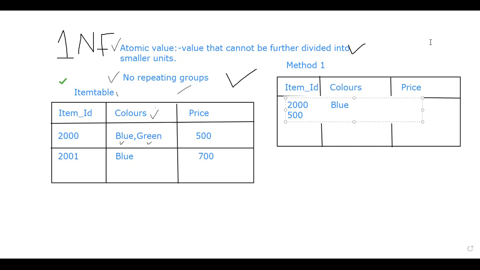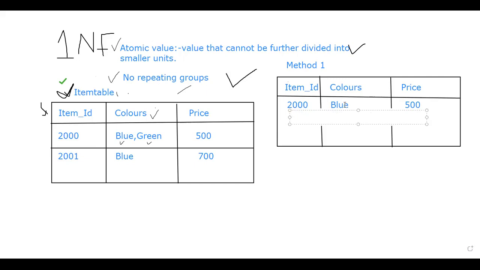Now here the problem was, what was the problem here? If you consider this item table, the primary key was the item ID, right? Which made this table not to be in first normal form? That is atomic value. Therefore, let us do something like this. So that's what I'm doing now. Please do it with me.